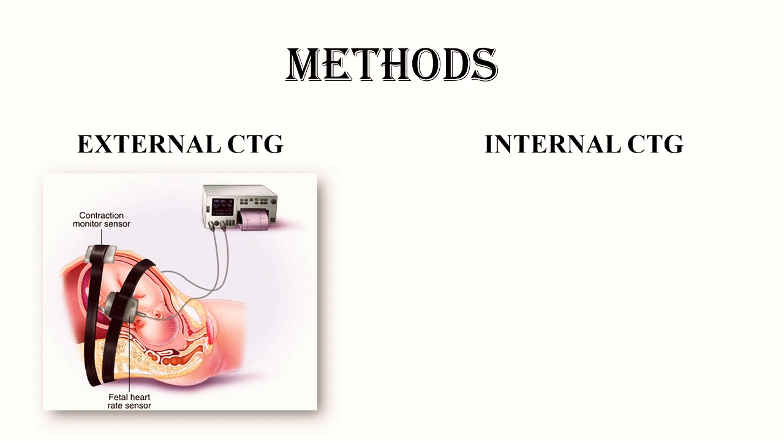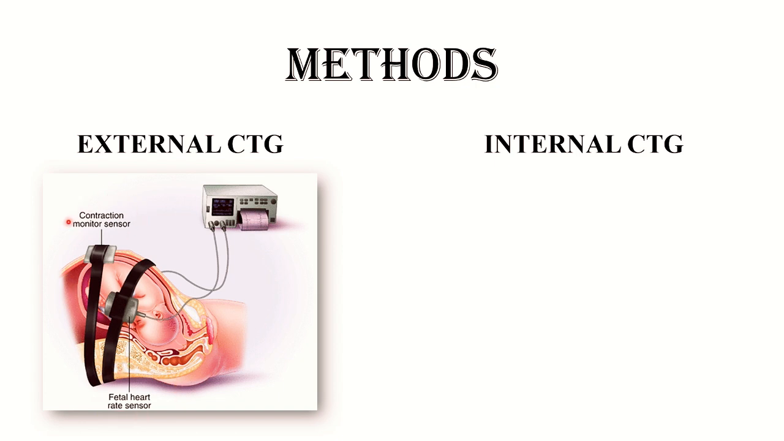Moving to the methods or the ways in which a CTG can be performed. Basically there are two methods. One is the external CTG and the other one is the internal CTG. As you can see in this picture, in the external CTG there are two sensors or two transducers or two probes. One is the contraction monitor sensor and the other is the FHR sensor.